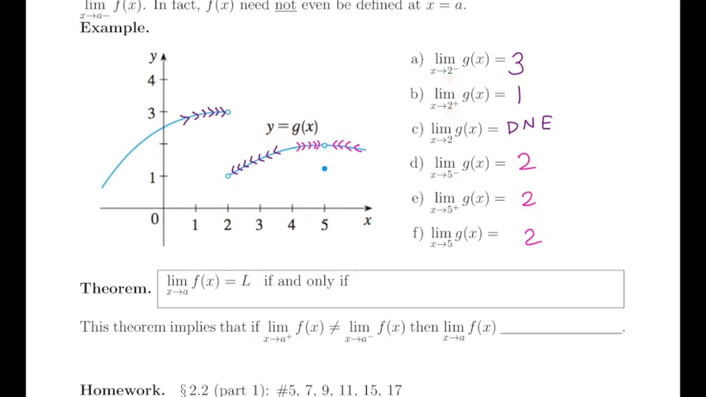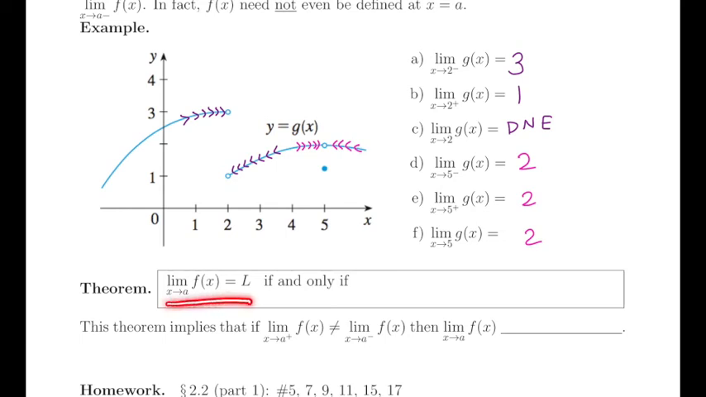If the one-sided limits are different, then the two-sided limit does not exist because you're coming towards different y values from the left and the right. However, if your one-sided limits are equal, like this one, then the two-sided limit exists and it is equal to that number. So let's fill this out.